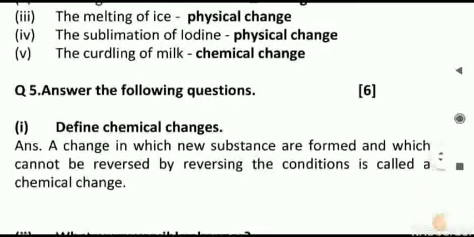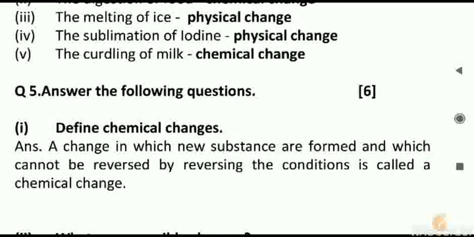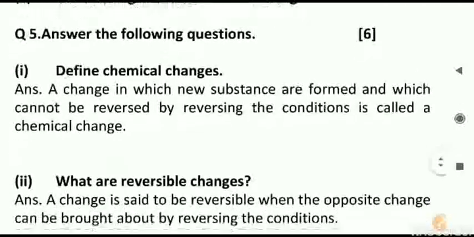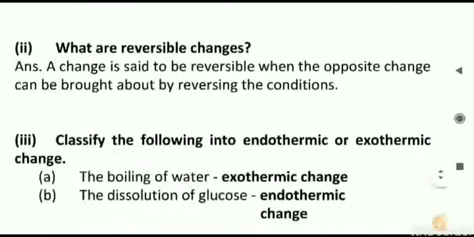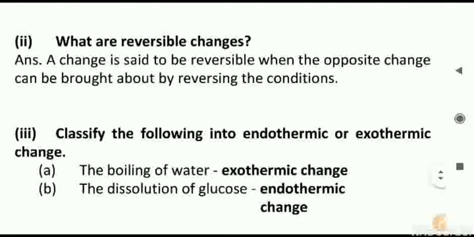Next, question number 5, we have the question answers. 2 marks for one question you will get. First is define the chemical change. The definition is given there. Next, what are reversible changes? Here also definition you have to write. And third one, classify the following into endothermic or exothermic change. The boiling of water is exothermic, and second, the dissolution of glucose is endothermic change. So these are all the answers of the revision test assignment of chapter number 2.